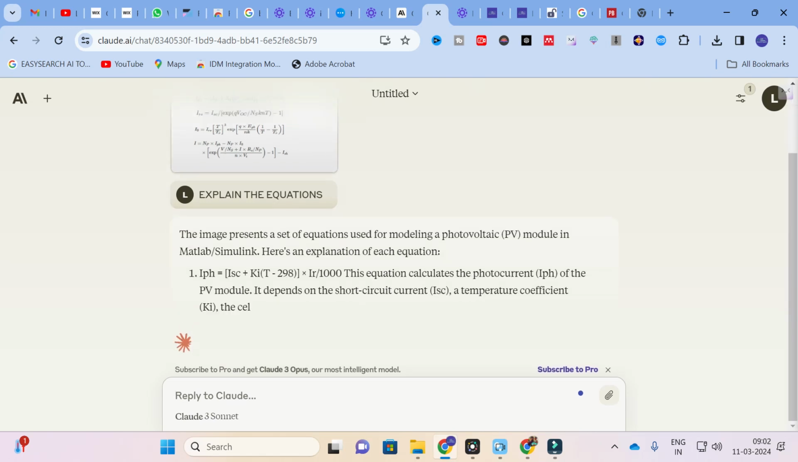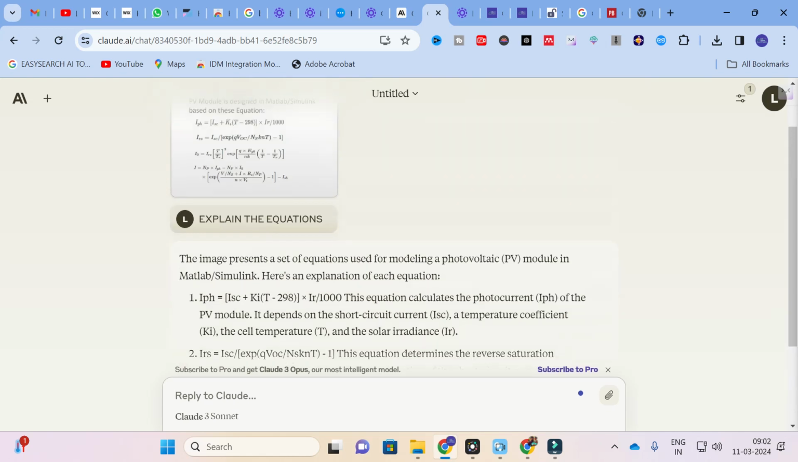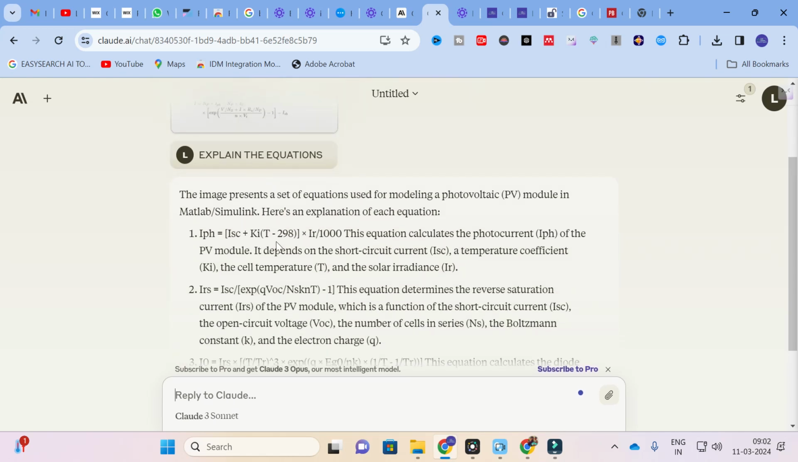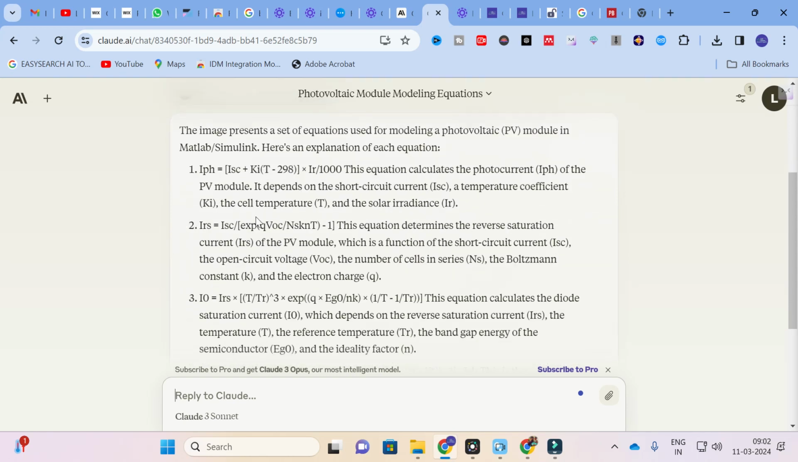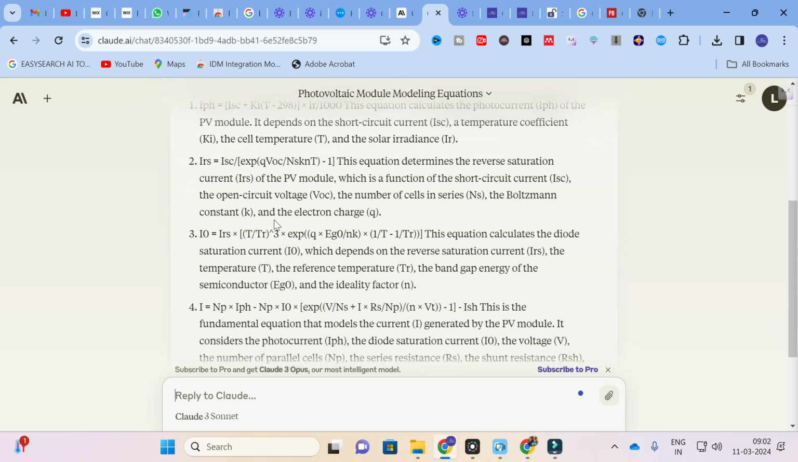Here you can see, yes, our explanation of the equation is generated. Here you can see that IPH, this equation calculates the photocurrent. Yes, it's the photocurrent of the PV model, which depends upon the short circuit current, that is ISC. Next you can see the temperature coefficient Ki. Next, the cell temperature is T and the solar irradiance is IR. The next equation represents IRS. IRS is the reverse saturation current. Next, VOC is the open circuit voltage, the Boltzmann constant is K and the electronic charge is Q. Next, I naught, you can see here.